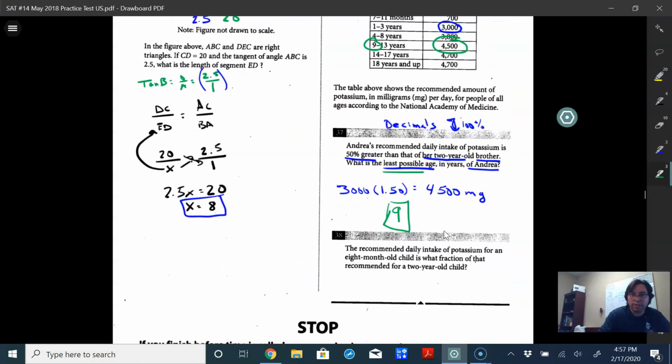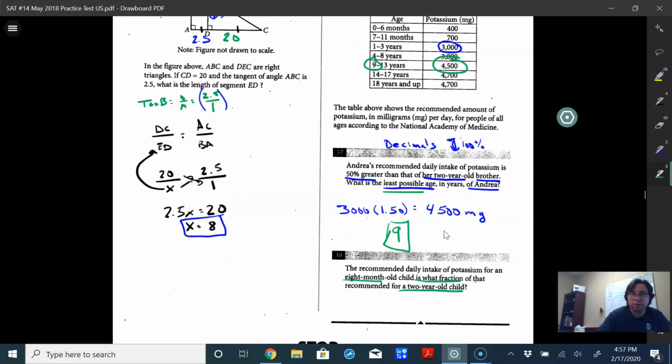All right, and then number 38 asks: the recommended daily intake of potassium for an 8-month-old is what fraction of that of a recommended 2-year-old? We can see the 8-month-old looks to be right in this column, so that would be 700. And then the 2-year-old child, which we've already established, is 3,000.